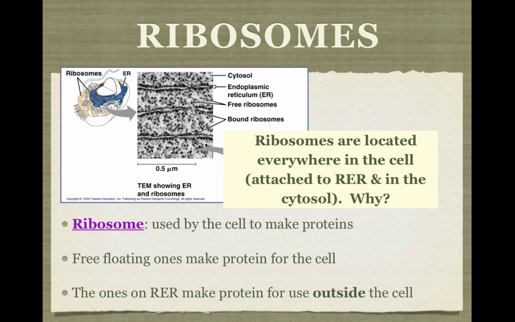Ribosomes are used by the cell to make proteins, and so all the free-floating ones within the cell make protein for the cell, and then the ones that are on the RER make protein for use outside of the cell.